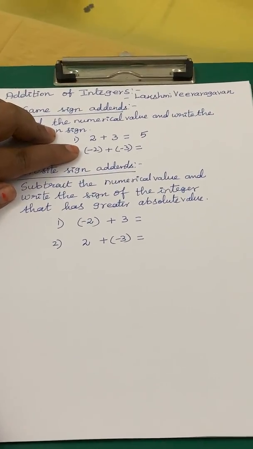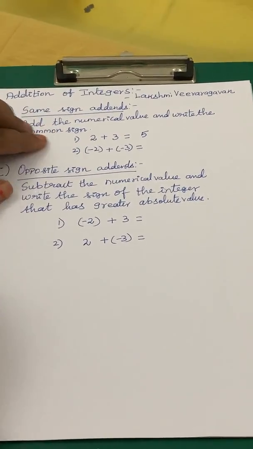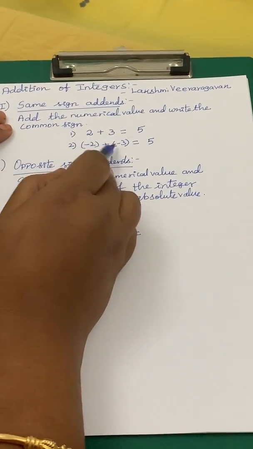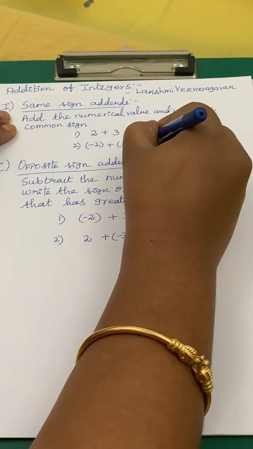So in this case, we will add the numerical value. We know that 2 plus 3 is 5. Since the common sign is negative, my result is negative 5.